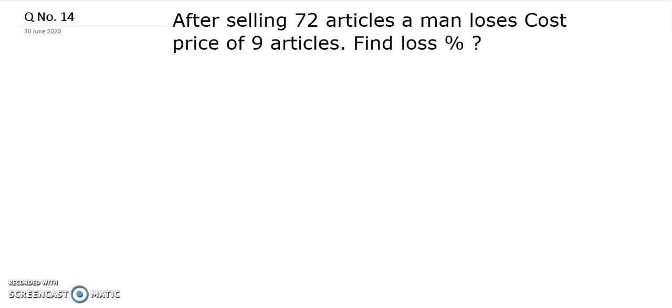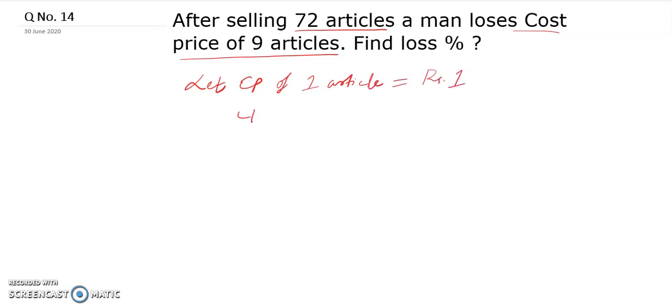Question number 14. After selling 72 articles, a man loses cost price of 9 articles. Find loss percent. Similar question. Let CP be the CP of one article, rupees 1. So CP of 72 articles is rupees 72.